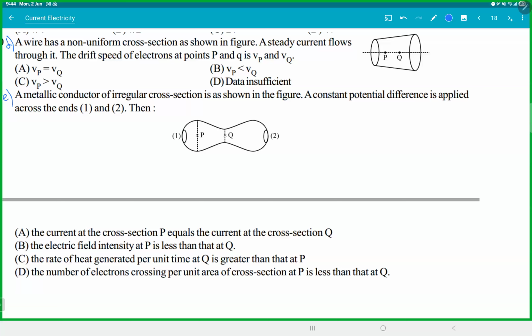First was easy. Current is constant, so I is equal to NEAV. So you get AV is constant. Kind of looks like the equation of continuity, isn't it? Kind of makes sense also. In the equation of continuity, it is the flow of liquid. Here it is the flow of charges. So technically there is no difference, other than you're calling one mass and one charge. So if you have more area, you have less velocity. So P is greater than VQ.